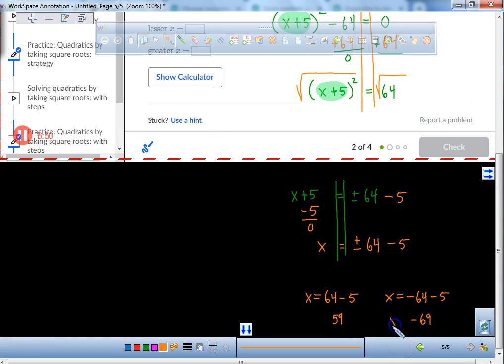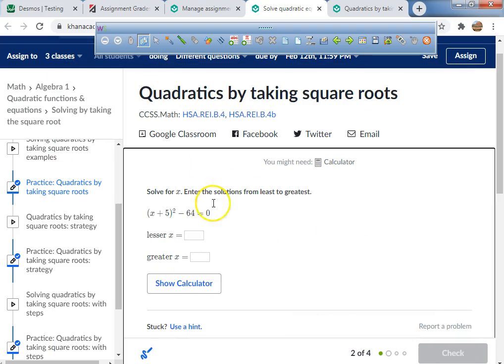So what I want you guys to understand, we have our lesser and we have our greater. This is the greater, this is the lesser. All right? Now, I'm going to be doing more than one of these examples. So if that didn't make sense, please look carefully as we do the next one. So we have negative 69 and positive 59.